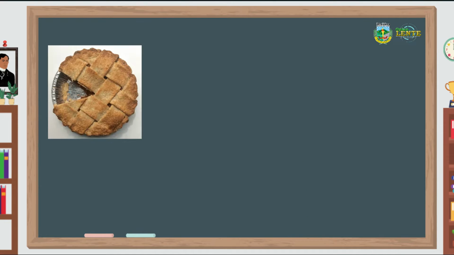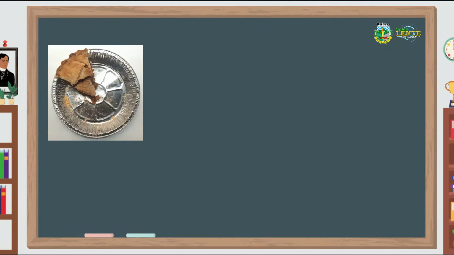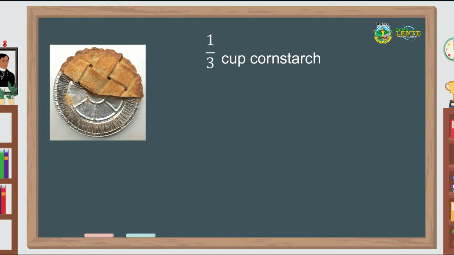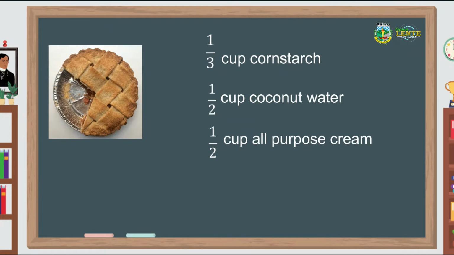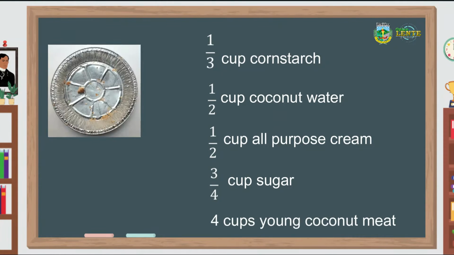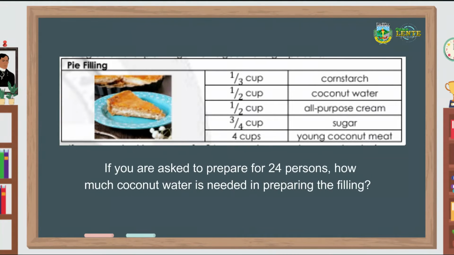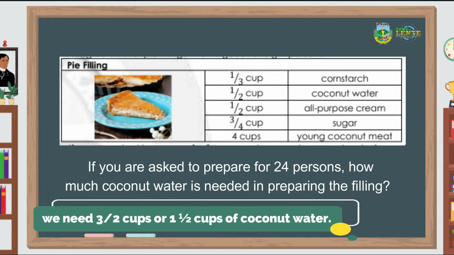There are different sets of ingredients in preparing buko pie. Given below are the ingredients for pie filling, which is good for 8 persons: 1/3 cup cornstarch, 1/2 cup coconut water, 1/2 cup all-purpose cream, 3/4 cup sugar, and 4 cups young coconut meat. If you are asked to prepare for 24 persons, how much coconut water is needed in preparing the filling? That's right, we need 1 and 1/2 cups of coconut water.